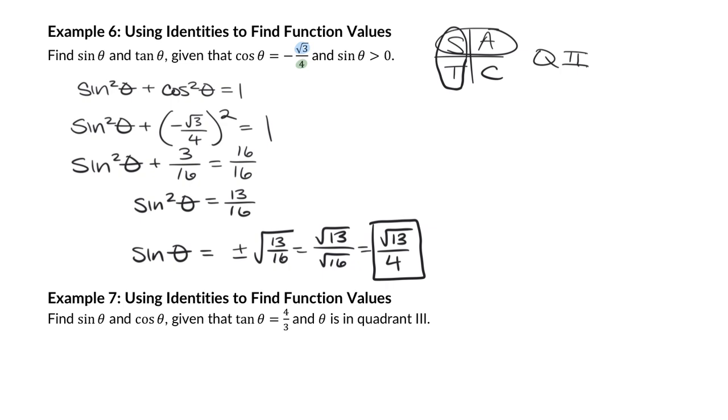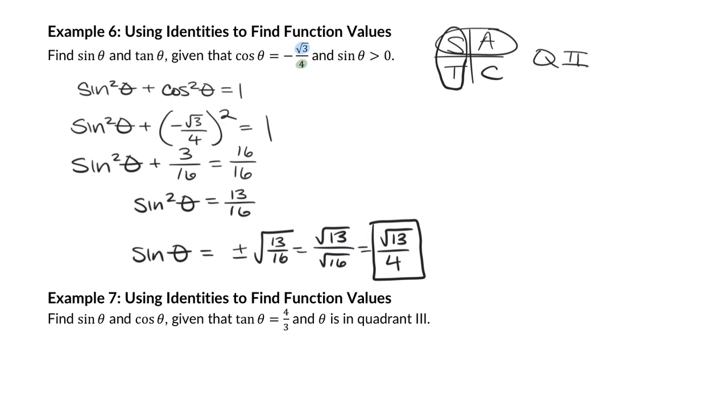If it happened to be a different quadrant, you'd have to use the minus sign. Yes? How did you go from 3 to 13? 16 minus 3. Because I subtracted this fraction to the other side, canceled it out over here. 16 minus 3 is 13. That's why I changed the number 1 to 16 over 16, so that they're the same denominator.